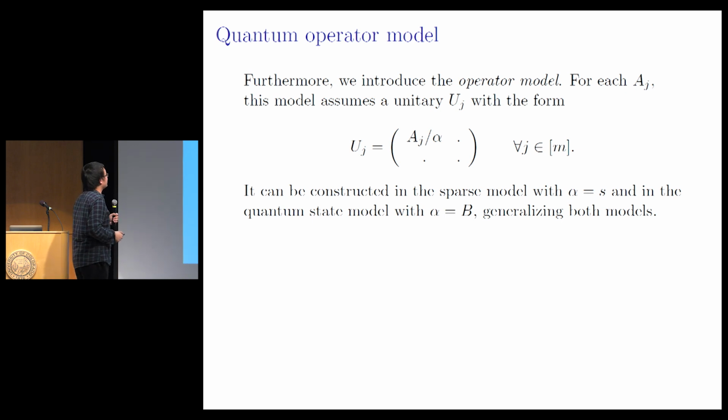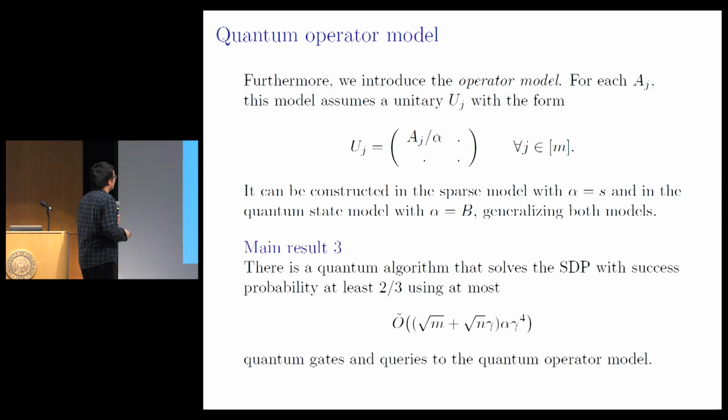But on the other hand, I think this is a mutual generalization of the previous sparse models and also the quantum state models, where we respectively take alpha equals S and alpha equals B in the corresponding two models. And for this model for studying quantum SDP solvers, we also gave a fast quantum algorithm with this complexity, which is just the complexity for the sparse input model, but we replace the corresponding S by this alpha here.